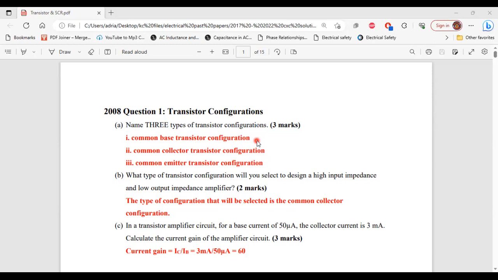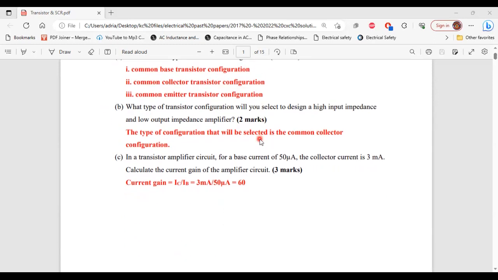For part B, it says, what type of transistor configuration will you select to design a high input impedance and a low output impedance? The type of configuration that will be selected is the common collector configuration. This configuration will give you a high input impedance and a low output impedance. All right, so that's it for part B.